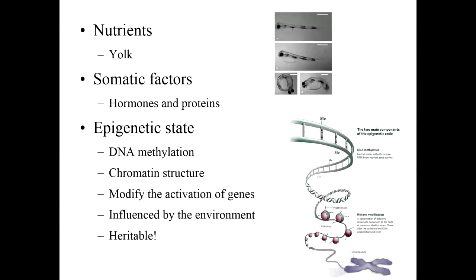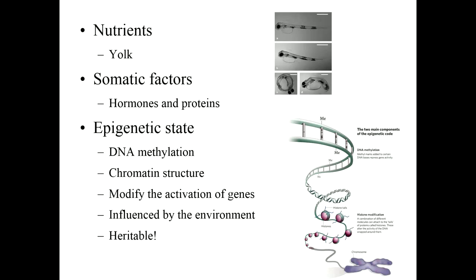And there are a whole bunch of ways that animals might be able to transmit this sort of information to their offspring and improve the performance of their offspring. There could be changes in nutrients. For example, if animals have a yolk sac, like a lot of fish, there could be a variation in the nutrients that are in the yolk sac. There can be somatic factors that are transmitted from parents to their offspring, hormones and proteins in yolk or milk, or all sorts of ways that that can happen.